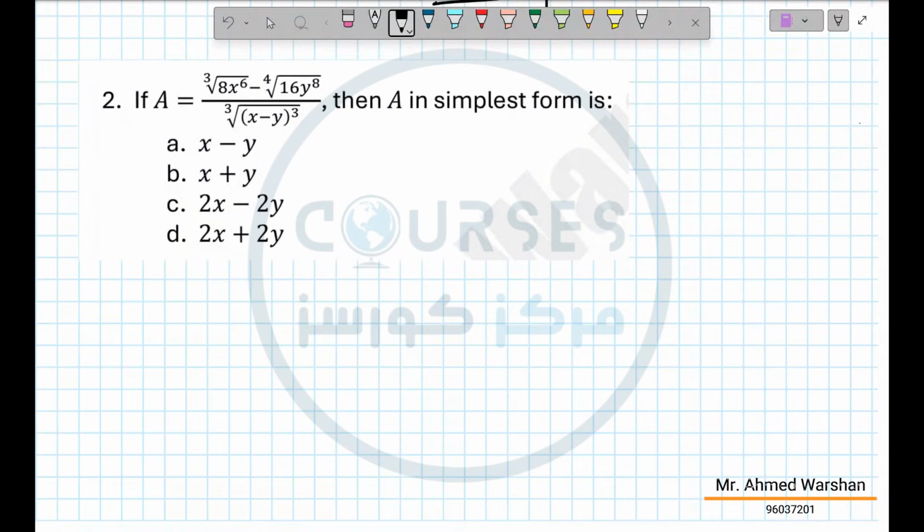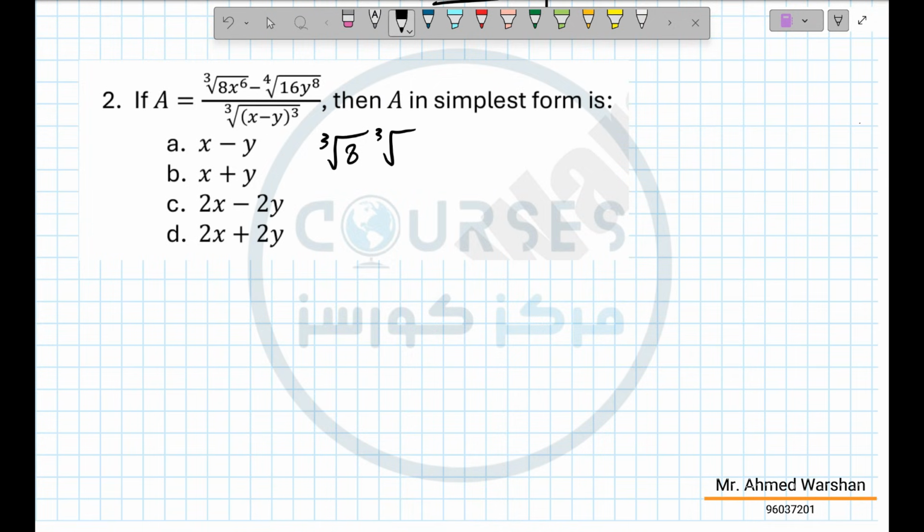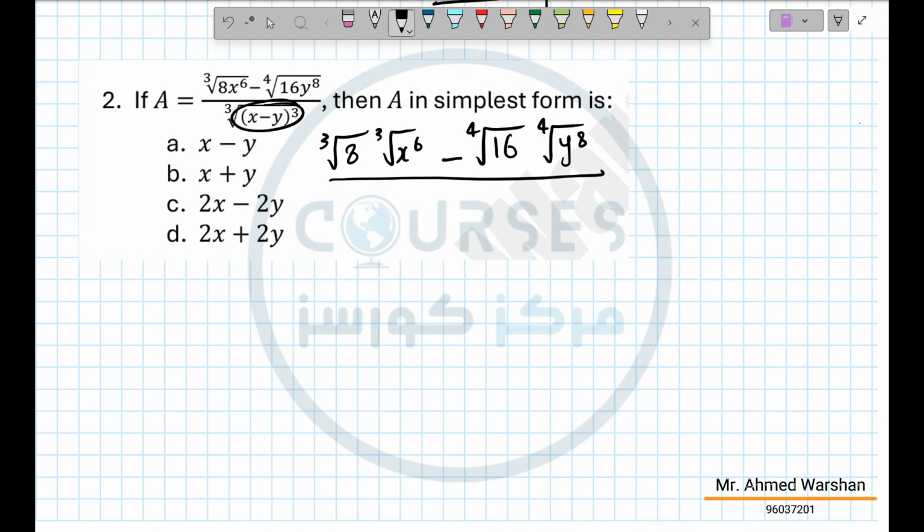Okay, for the second question, we want to simplify this. One property we can use is that we can distribute the root over what's inside if they are multiplied or divided. So, for example, for the first one, this is going to be cube root of 8 cube root of x power 6 minus, for the second one, that's going to be 4th root of 16 4th root of y power 8 over, here you can't distribute the root. Why? Because this is entirely one term. So this will be cube root of x minus y cubed.